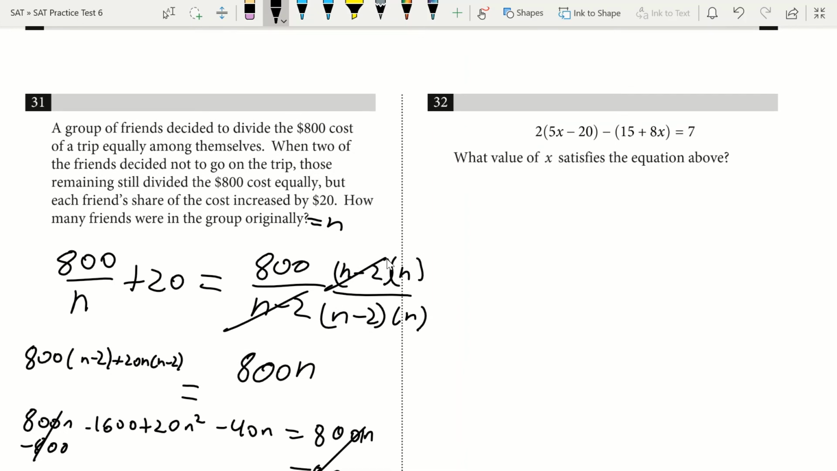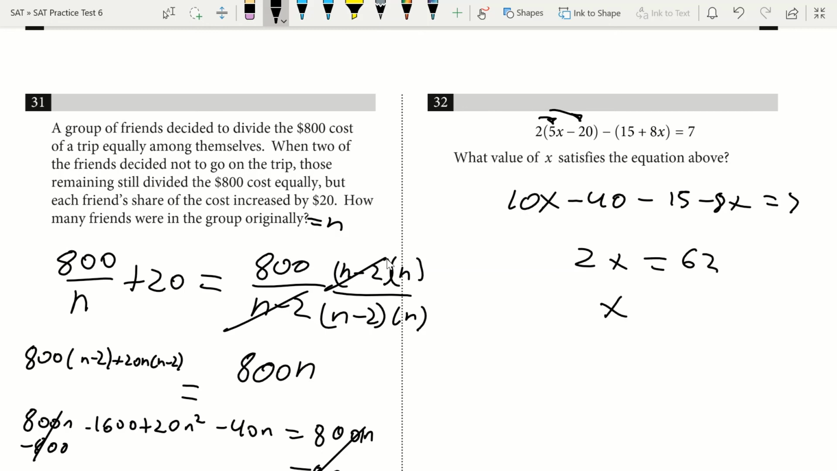All right, what value of x satisfies the equation above? All right, I can go ahead and solve this. So I'm going to go 2 times 5, give me 10x, 2 times negative 20, minus 40, and then I get minus 15, and then I have minus 8x as well, equals 7. 10x minus 8x leaves me with 2x. That negative 40 minus 15 gives me negative 55. I add 55 to each side, and 7 plus 55 will give me 62. I divide each side by 2, and I get x is equal to 31. So my answer is 31.